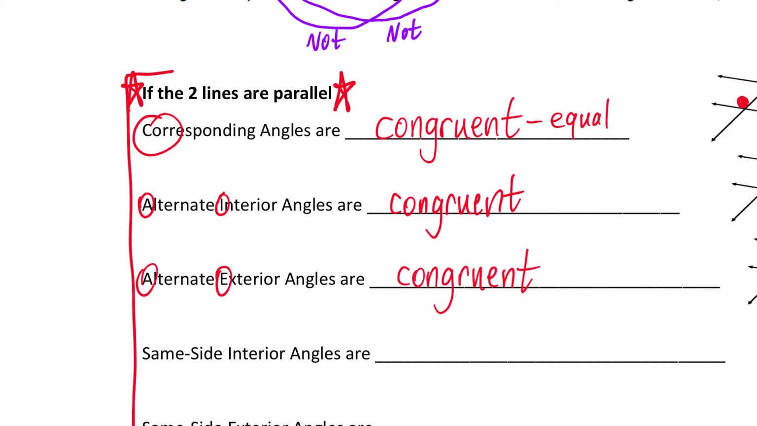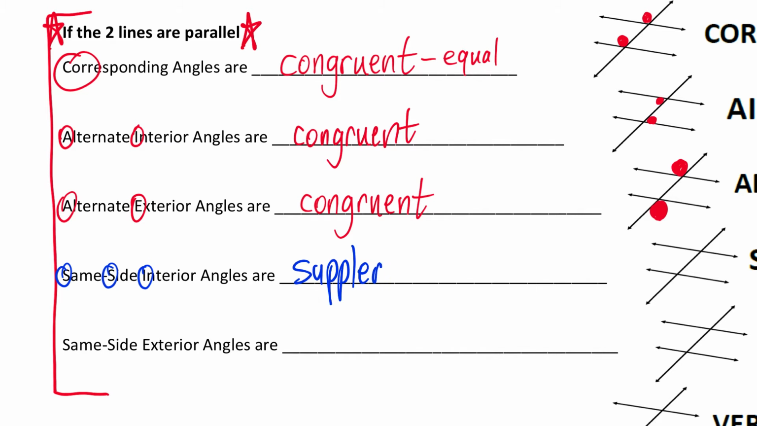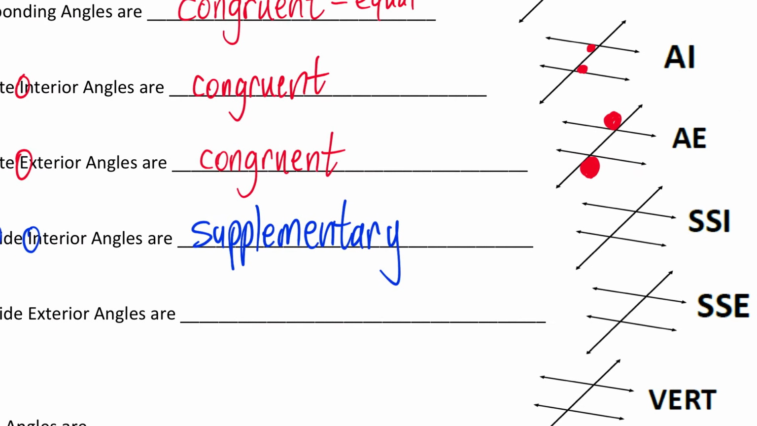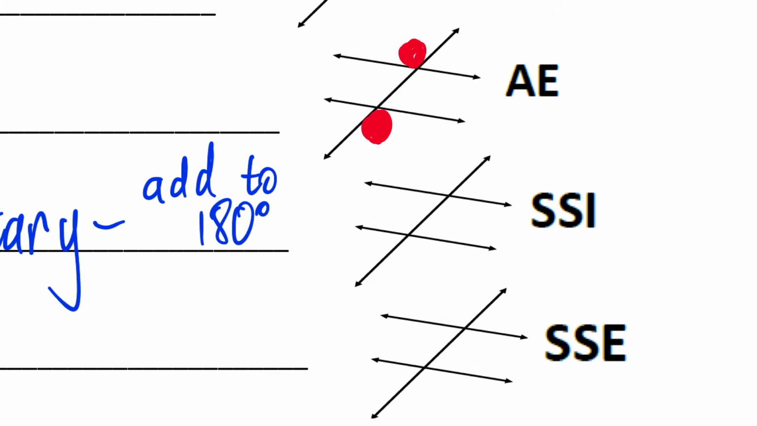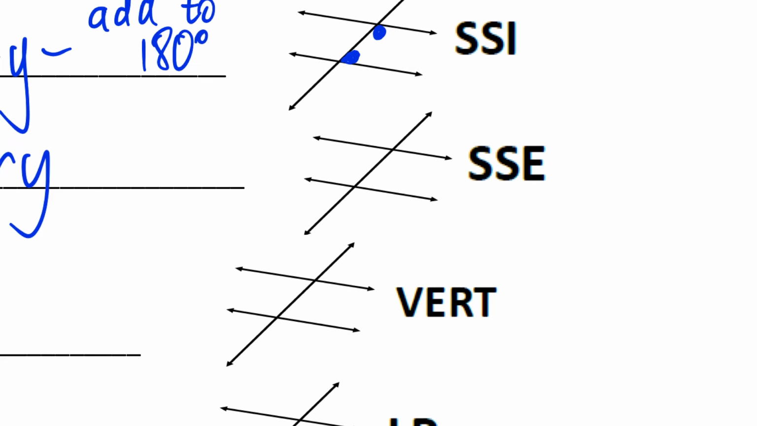Okay, now the next two here, same side interior. These are not congruent, they are supplementary. Okay, what does supplementary mean? It means that they add to 180 degrees. They add to 180 degrees. So same side interior, an example of that would be like this angle and this angle right here. Okay, if the two lines are parallel, same side exterior angles are supplementary, which again means they add up to 180. So same side exterior is like this angle and this angle right here.